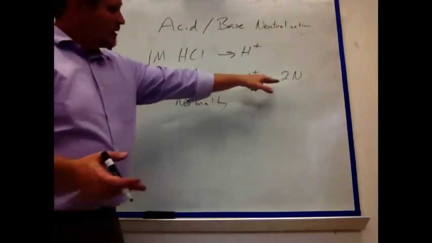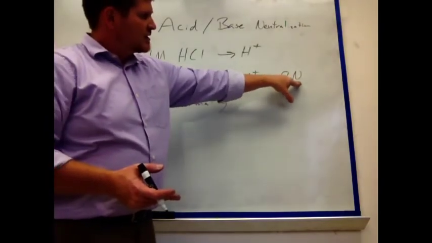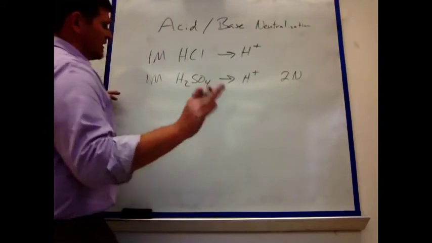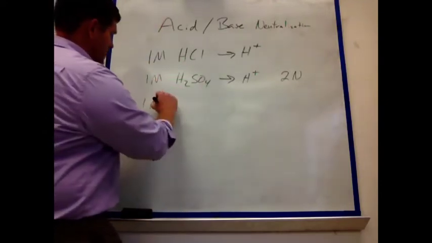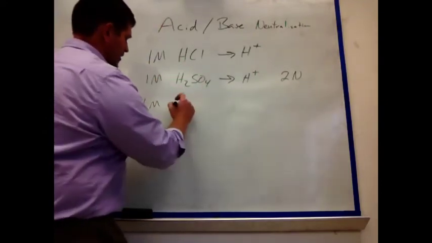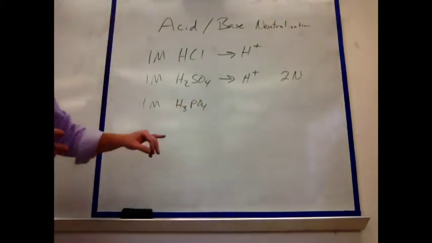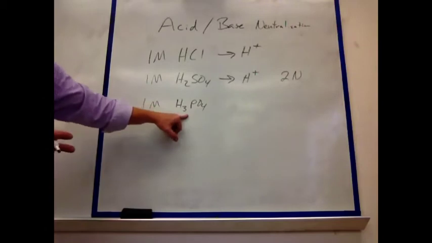So the equivalents tell us it's going to have a 2 normal. Okay, I'm going to erase normality. You still need that somewhere. So if I have the same thing, a 1 molar solution of H3PO4, phosphoric acid. So phosphoric acid has 3 H's.